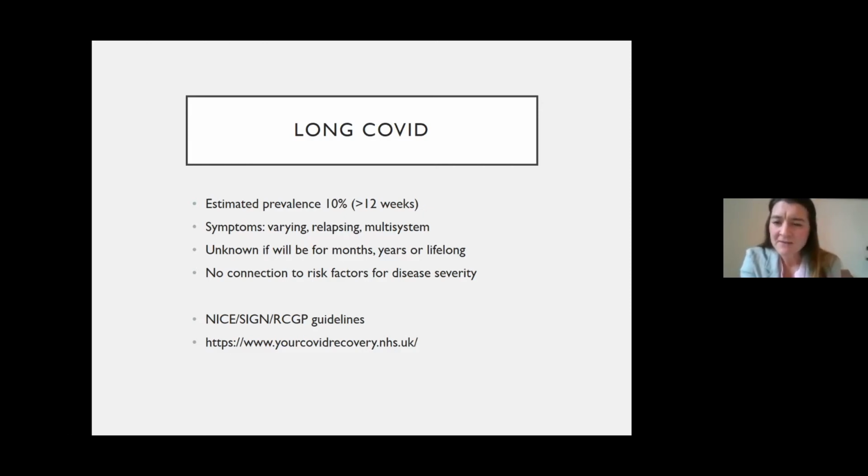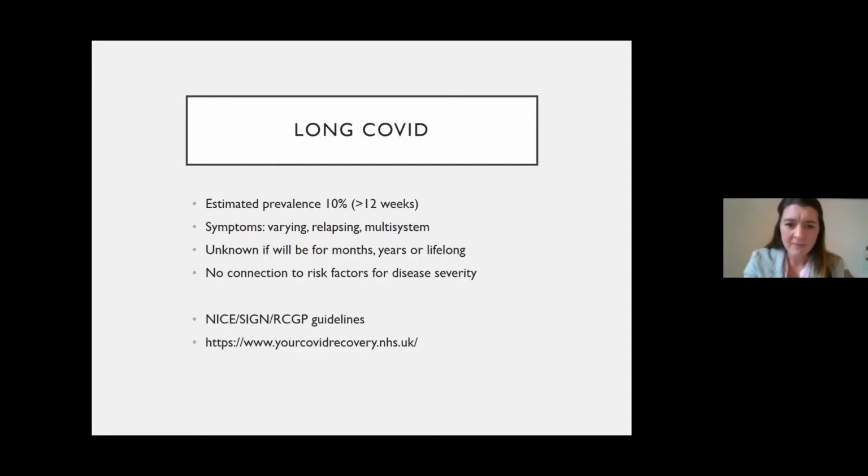Interestingly, there doesn't seem to be a connection between those who have higher risk factors for developing COVID, or who have risk factors for more serious COVID, and the disease severity that you end up getting. So those who end up with long COVID may have just had a mild disease course. There are a lot who are previously fit and well and not necessarily from ethnic backgrounds that carry higher risk. And so again, there's a kind of disparity between who ends up suffering for the longest time.